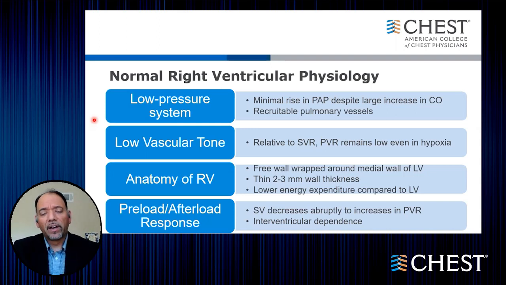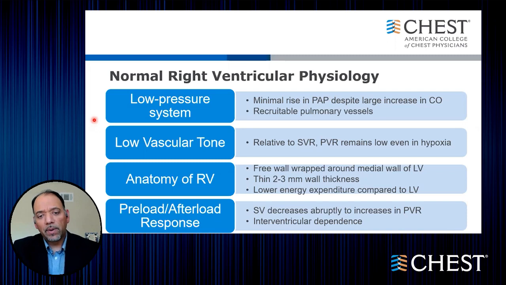And because of that, the stroke volume can decrease abruptly when there are increases in the PVR. So if the vascular tone increases and the afterload to the RV increases, stroke volume will be affected much more dramatically than the stroke volume of the left ventricle when the left ventricle is faced with a high SVR. So that speaks to the lack of a muscular ventricle in the RV and the inability to augment stroke volume in the face of increased afterload acutely.